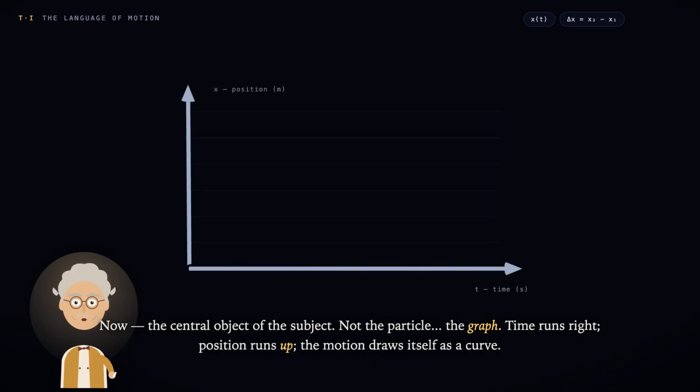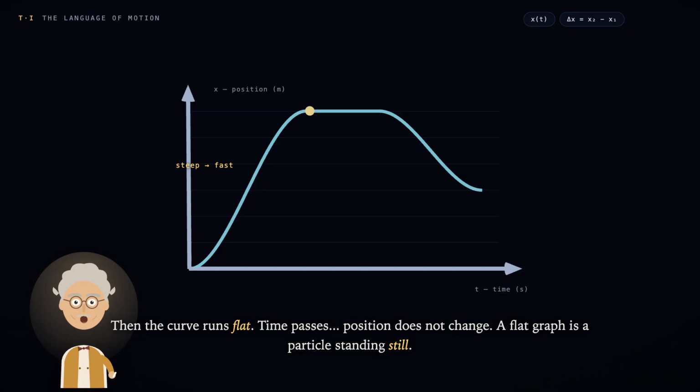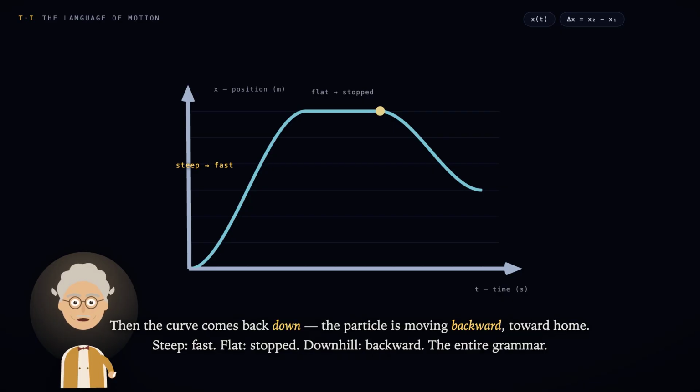Now, the central object of the subject, not the particle: the graph. Time runs right, position runs up, the motion draws itself as a curve. Read it with me. At the start, the curve climbs steeply, position changing fast; the particle is sprinting. Then the curve runs flat: time passes, position does not change. A flat graph is a particle standing still. Then the curve comes back down. The particle is moving backward toward home. Steep, fast; flat, stopped; downhill, backward: the entire grammar.